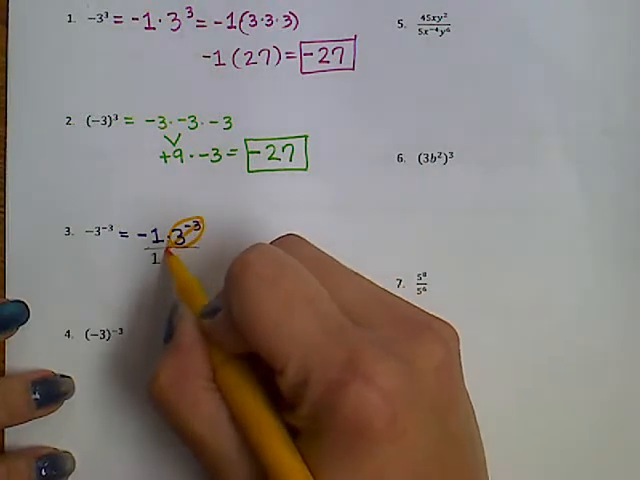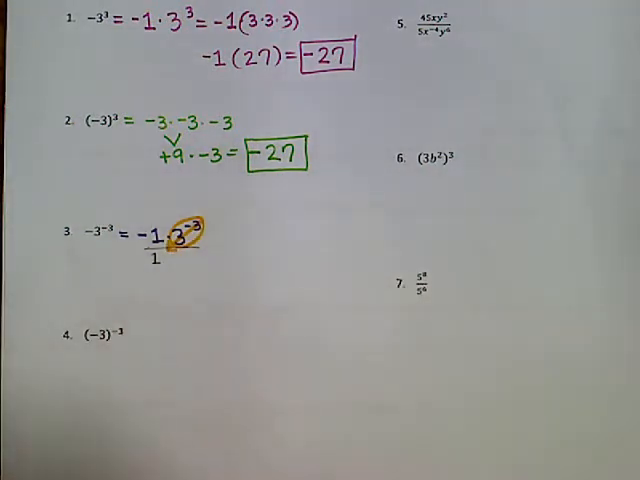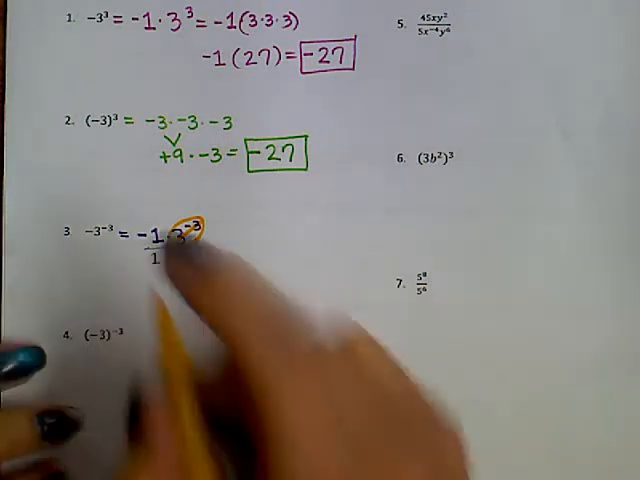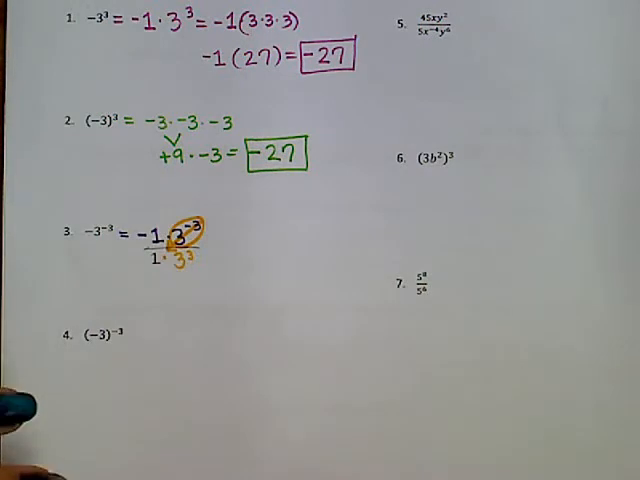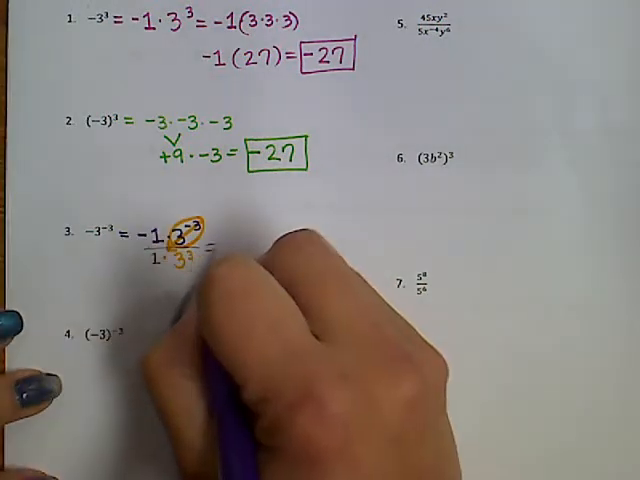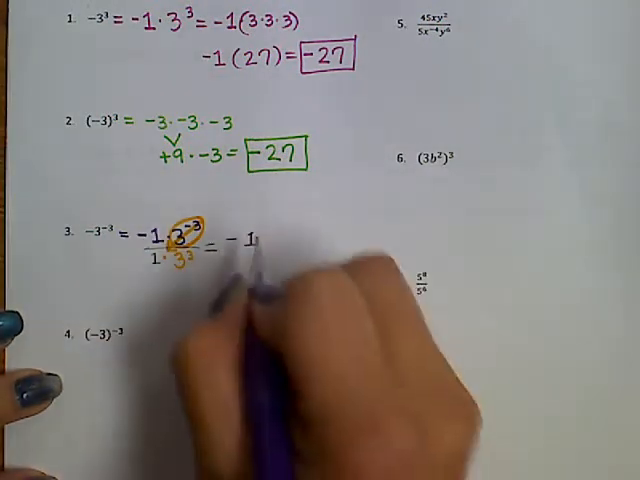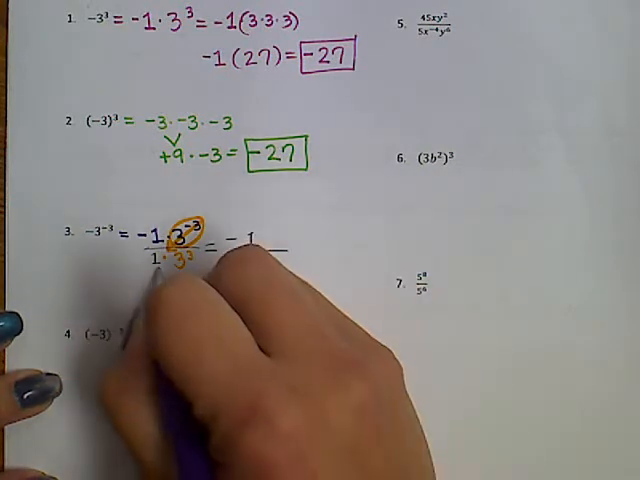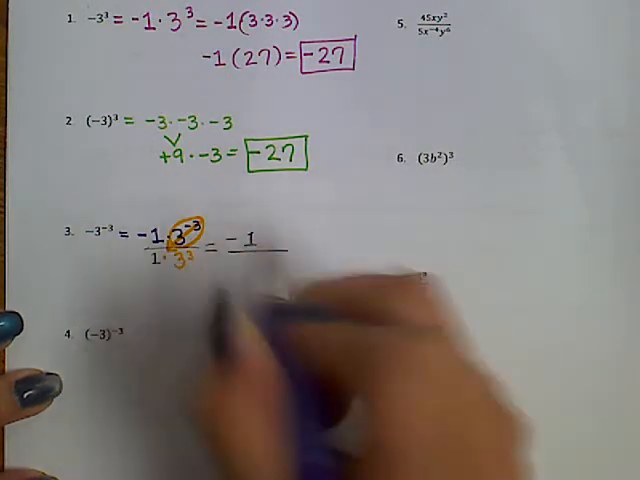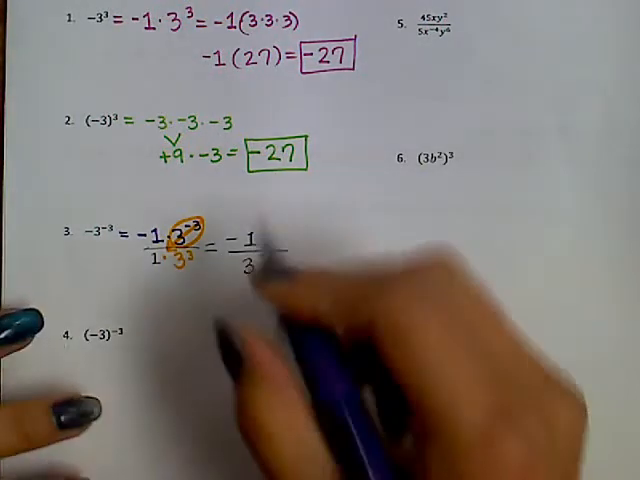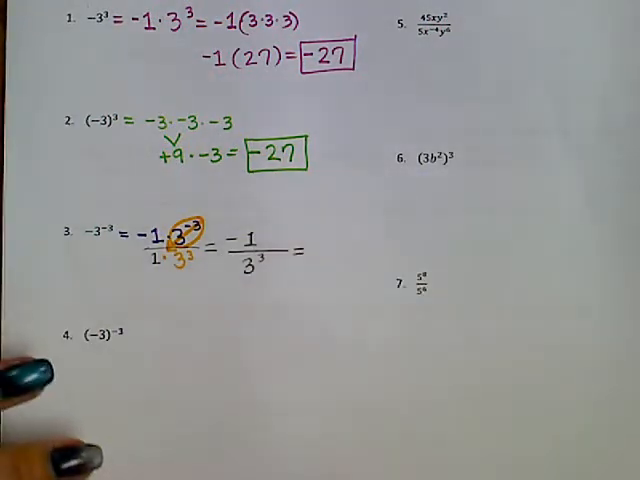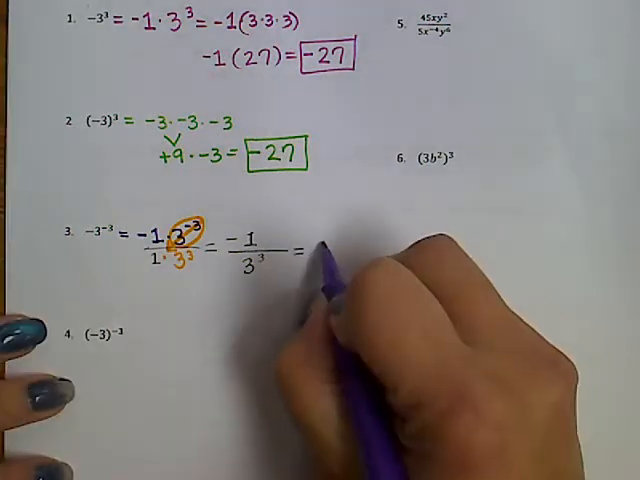Yeah, I said the C word. Because it is negative in my numerator, but if I put it in my denominator, it becomes positive. So let's rewrite that as negative 1 over, that would be 1 times 3 cubed, which is the same as 3 cubed. Which, of course, we have already stated is 27.